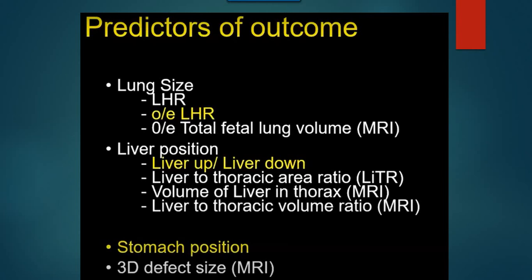The predictors of outcome include lung size, lung to head ratio, and observed to expected lung to head ratio, or observed to expected total lung volume, which is detected by MRI, and liver position, which is either liver up or down, and liver to thoracic area ratio, and the volume of liver in the thorax, which is done by MRI, and liver to thorax volume ratio by MRI also. Stomach position and defect size by MRI.